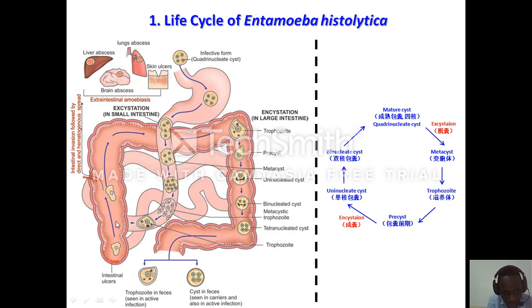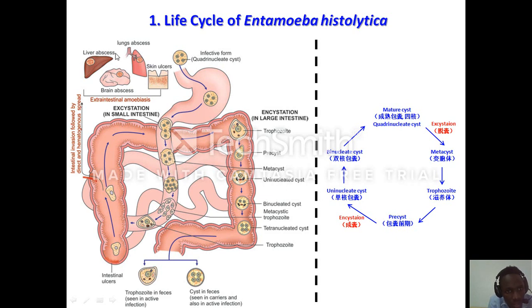It enters the large intestine. And then in the large intestine, you have to notice something that occurs here. At this very place, some of the trophozoites undergo invasion, whereby they leak out from the large intestine and spread into the blood. And once they get into the blood, they can reach the liver, they can reach the brain, they can reach the skin, and then they can reach the lungs as well.